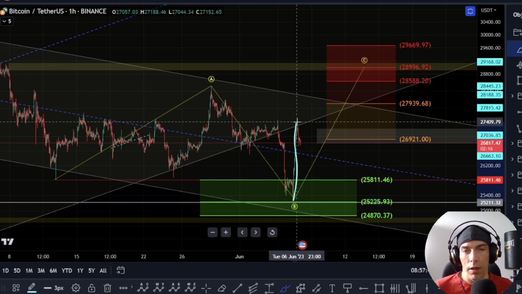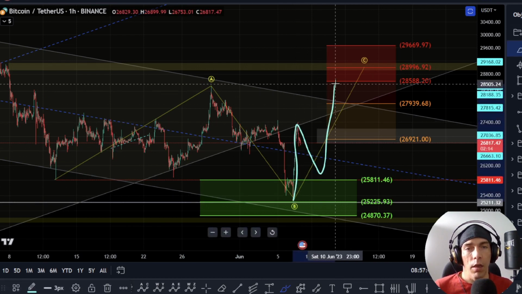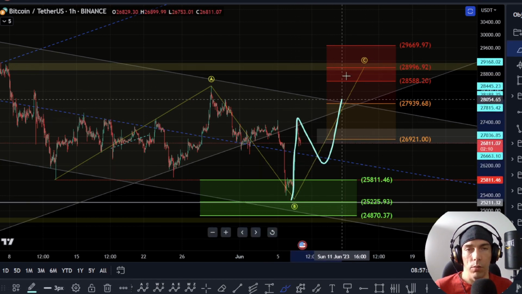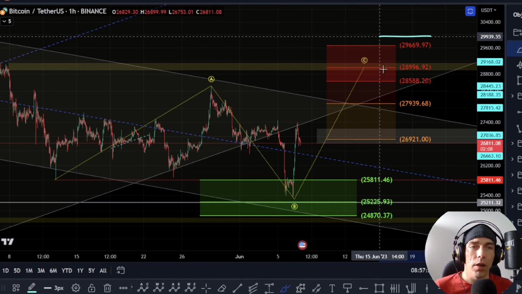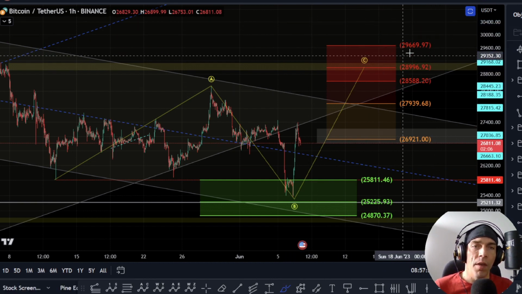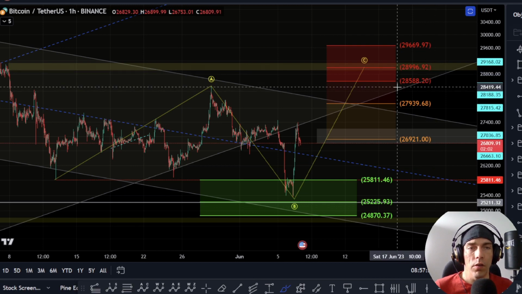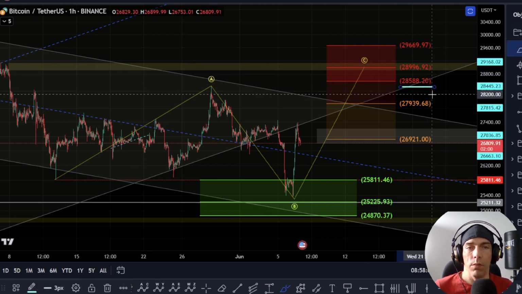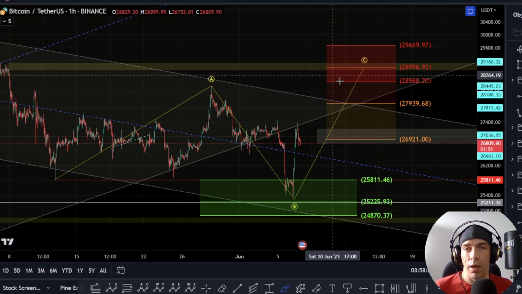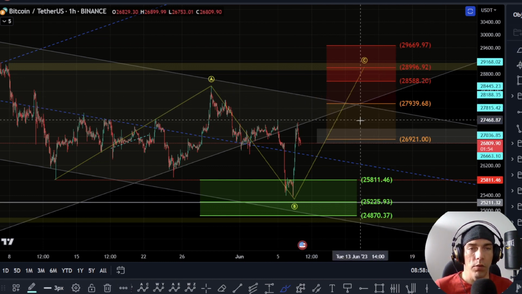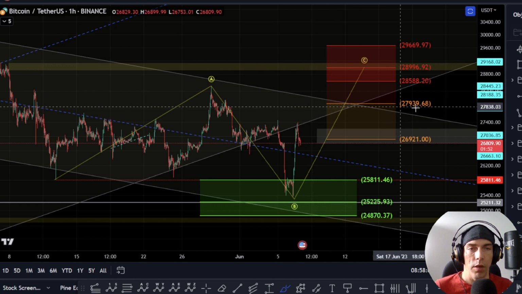So I think it's more likely that we're going to see something like this if we are going to see this flat play out, where we see this play out as a 1, 2, 3, 4, and a 5. So our target area for this would actually be this 29,669 to this 28,588. Now this would be as an expanding flat. If we were looking at that running flat potential, still we have this possibility of this 1-to-1, which would be here at this 27,939.